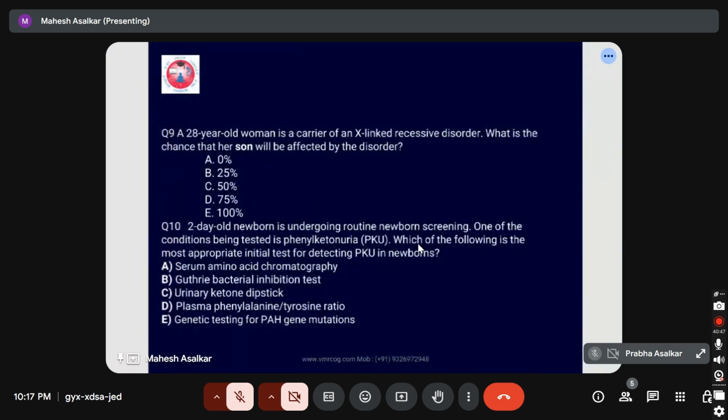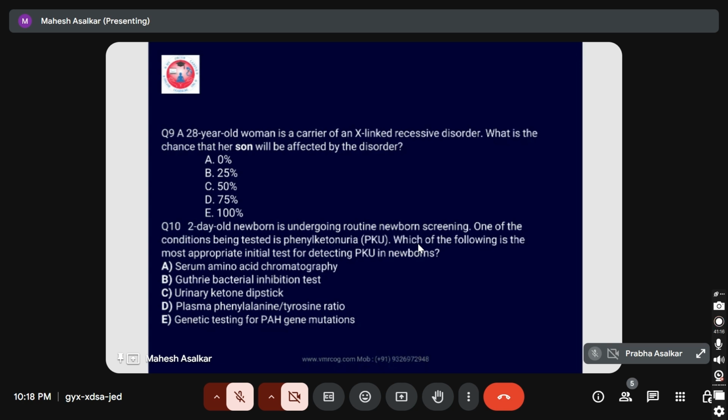Yes, sir. A 28-year-old woman is a carrier of an X-linked recessive disorder. What is the chance that her son will be affected by the disorder? Sir, option A 0, option B 25%, option C 50%, option D 75%, option E 100%. Sir, option B, 25%.